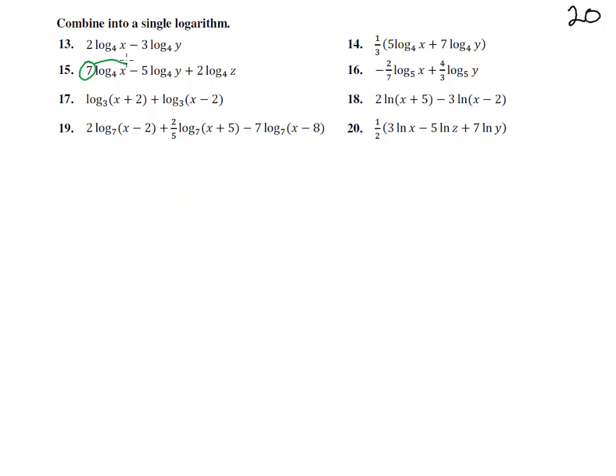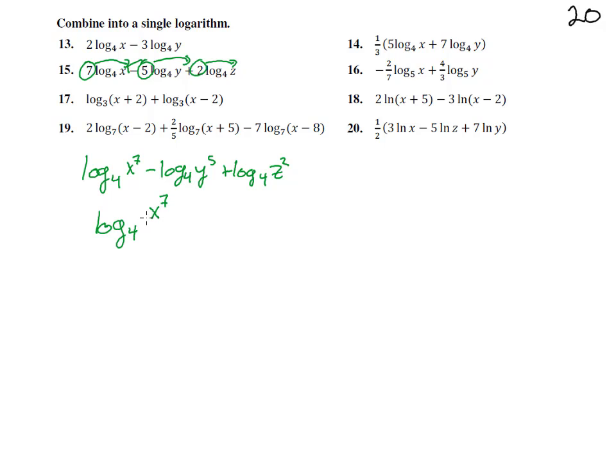Here we're going to take 7, put it up, 5, put it up, 2, put it up. So we have log base 4 of x to the 7th minus log base 4 of y to the 5th plus log base 4 of z to the 2nd power. Subtraction means that this is really on the bottom, which makes sense. We could have put that guy up as a -5 and he would have gone down on the bottom of a fraction. So we have one fraction, log base 4 of x to the 7th over y to the 5th, and z squared is up on the top because it is being added. There we go.